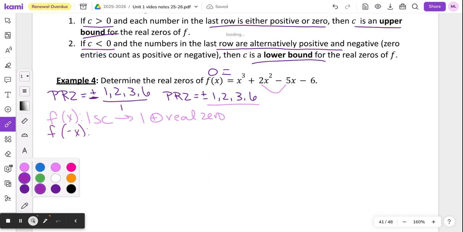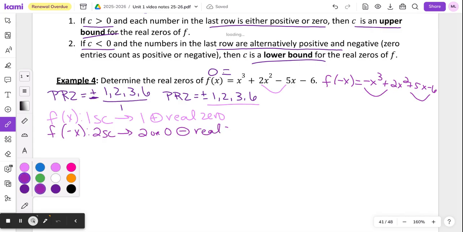Then I look at f of negative x. So f of negative x would change that first sign, not the x squared. It would change the 5x, but not the 6. So how many sign changes? Negative to a positive, positive, positive, positive to negative. 2 sign changes. So there are 2 or 0 negative real zeros.